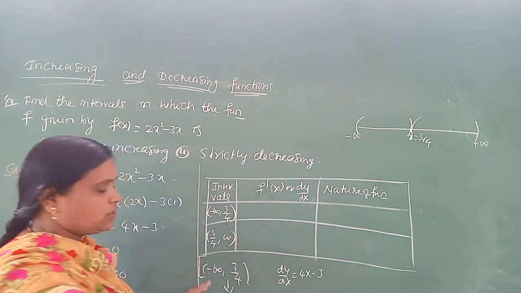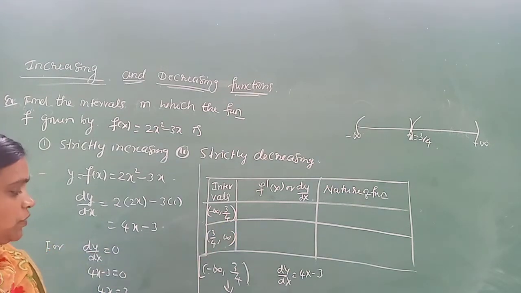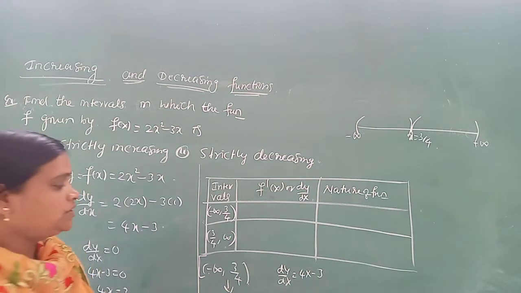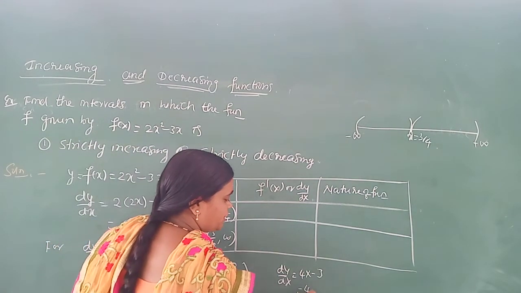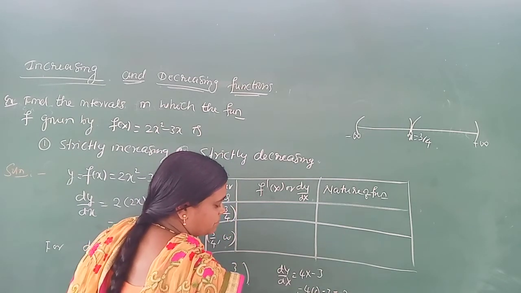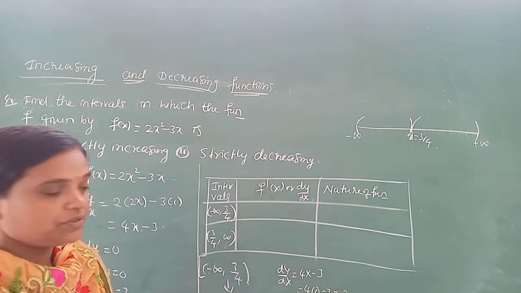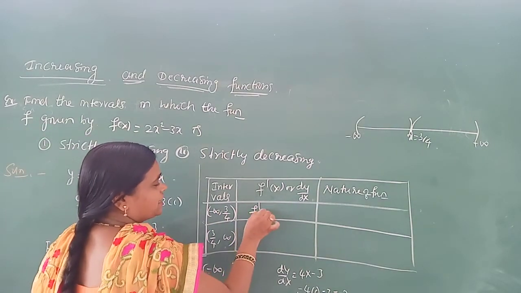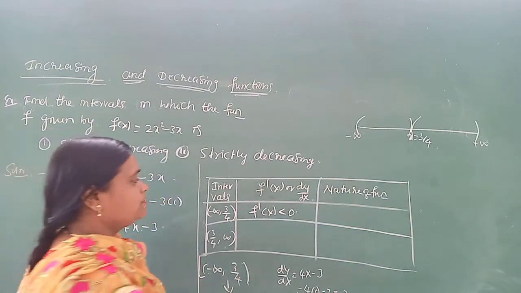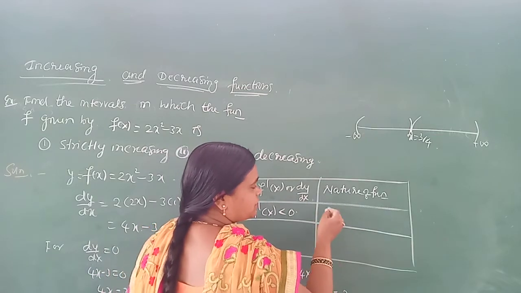We are not taking this in the answer, but we have to verify. In that interval, if I take x is 0, we get dy by dx equal to 4 into 0 minus 3, which is minus 3. Here dy by dx is less than 0 because it is minus 3. Therefore f dash of x is less than 0, and if it is less than 0, we say the nature of the function is strictly decreasing.